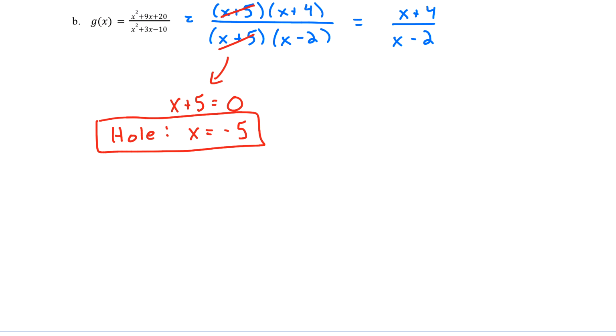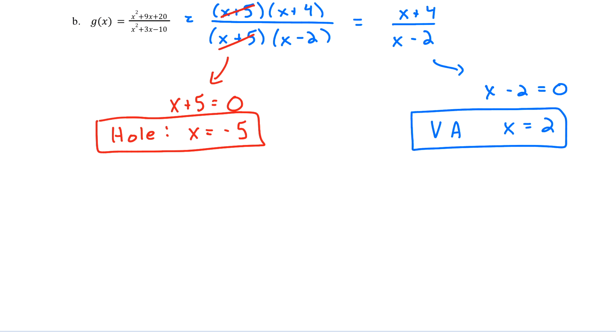Any factors that we cannot cancel or are left over with, we're still going to take those and set them equal to 0, but instead of having a hole, we are going to have a vertical asymptote. So this time we've got a vertical asymptote at x equals 2. So we don't need to do anything with the hole. We do want to evaluate the left and the right-hand limits at our vertical asymptote.